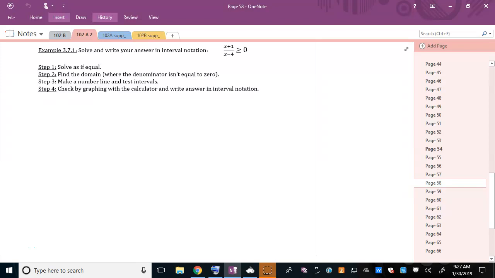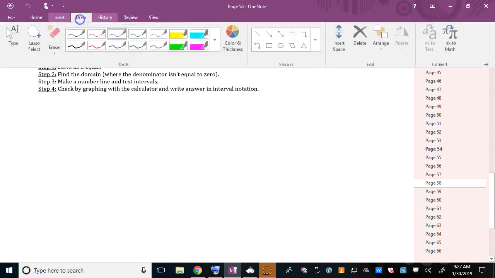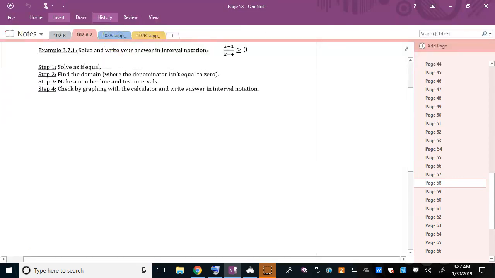3.7.1. So we've solved rational equations. Now let's look at inequalities. If you remember how we solved quadratic inequalities, a lot of these steps are going to sound pretty similar. So our first step is to solve this as if we had an equal sign. And in fact, you can write it as an equal sign if it helps.